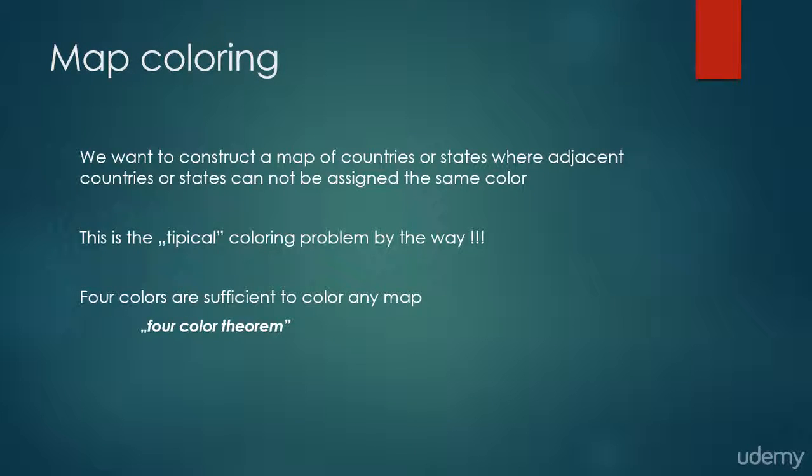And of course the map coloring. This is the typical coloring problem, by the way. We want to construct a map of countries or states where adjacent countries or states cannot be assigned the same color. And several mathematicians came to the conclusion that 4 colors are sufficient to color any map. This is the so-called 4-color theorem.